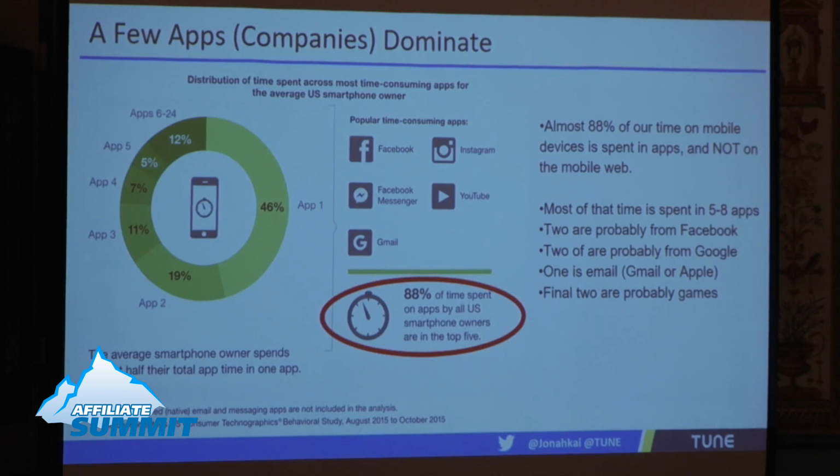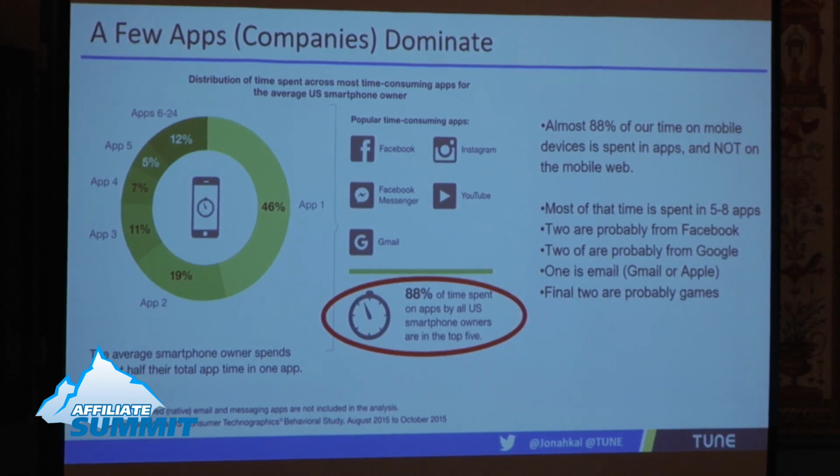Another interesting stat, people don't know that almost 88%, so we know that people spend a lot of time on their phone, but 88% of people's time on mobile devices is spent in apps. And of that, there's typically, we like to say, 5 to 8 apps that people actually use. 2 are probably from Facebook, 2 are probably from Google, 1 is going to be your email, and that leaves time for 1 or 2 others that are probably games.